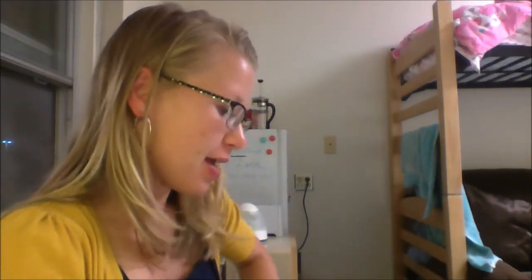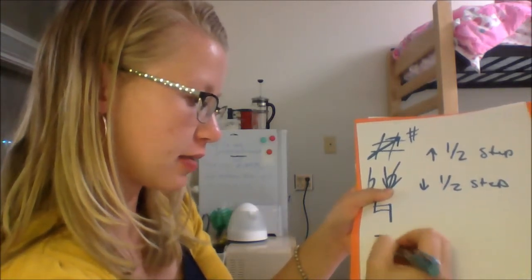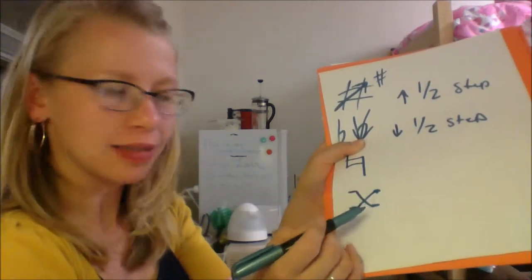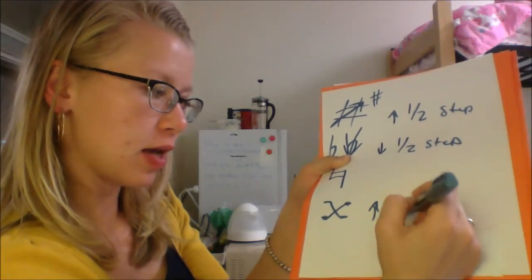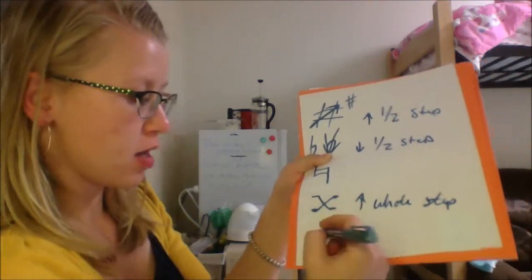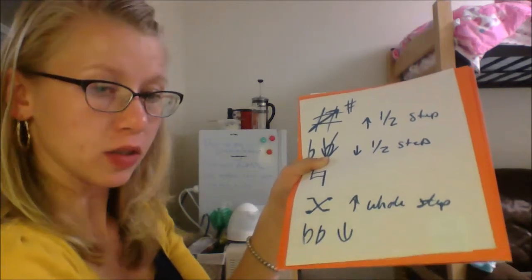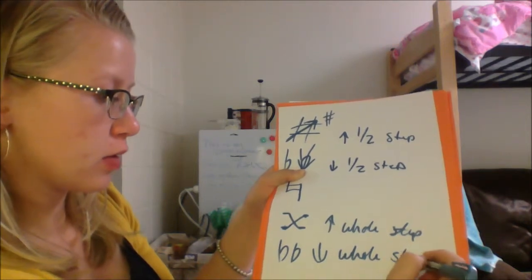Then we get into these really fun things called double sharps and double flats. A double sharp looks like this. It's like a little X with little boxes on the side. And it raises the pitch a whole step. And then you also have your double flats, which lower the pitch a whole step.